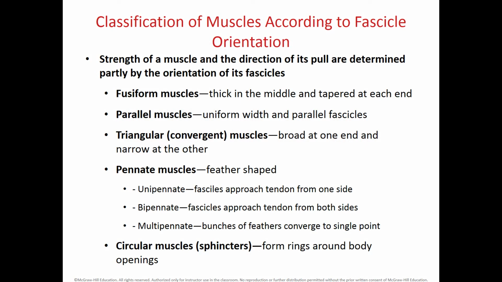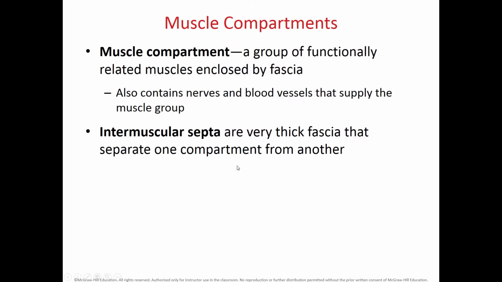So the muscle strength and the direction of its pull are determined partly by the orientation of the fascicles. I already explained to you how this classification is given according to the orientation of the muscle fibers.